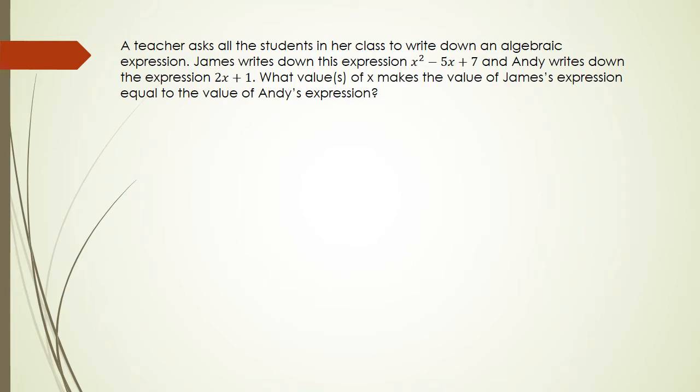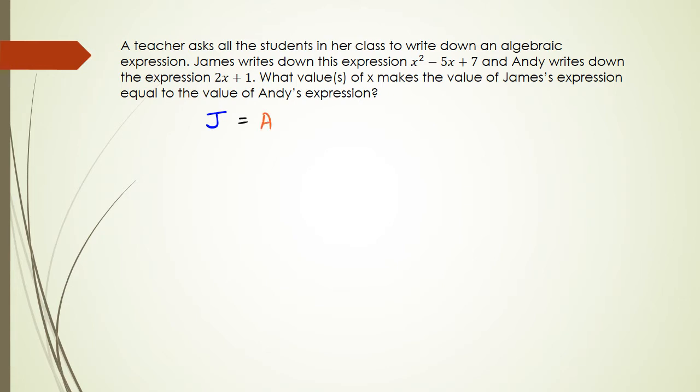Okay, so what we have is a teacher who asks all students in a class to write down an expression. James writes down his expression, which is a quadratic, and then Andy writes down an expression which is linear. Now, it says what values of x make the value of James' expression equal to the value of Andy's expression. So what we're really looking for is at what point James' equation is going to equal that of Andy's equation.